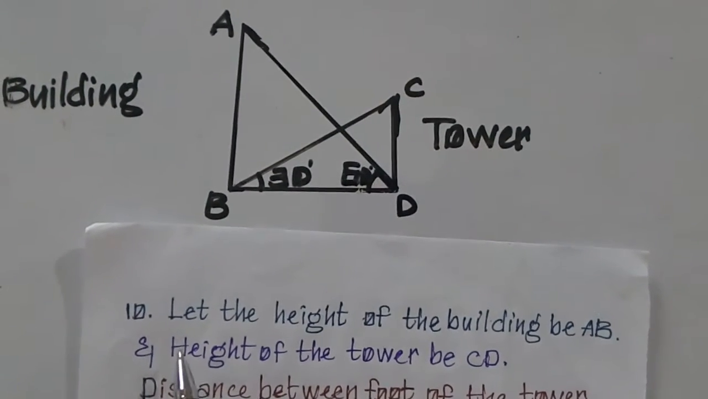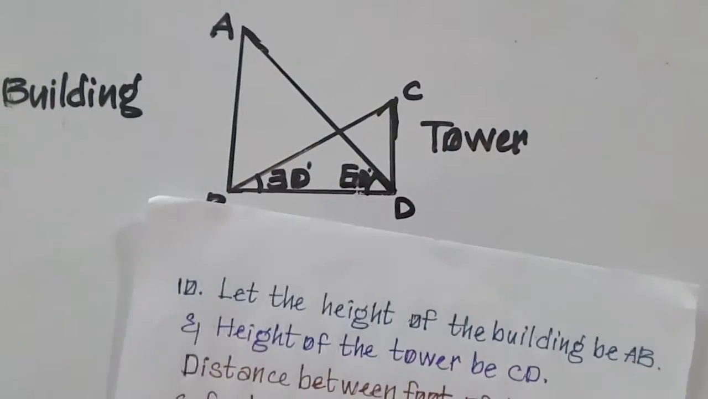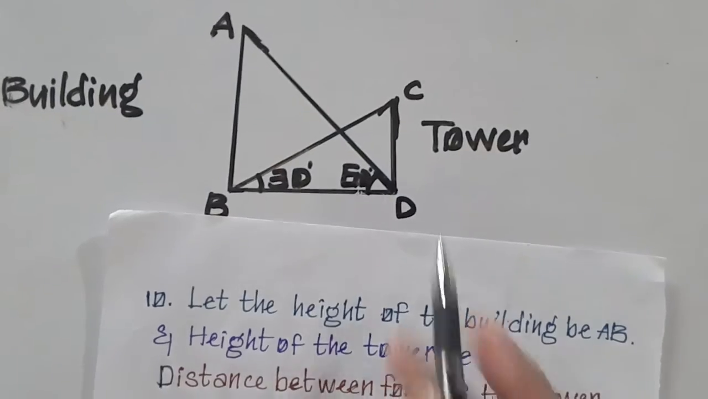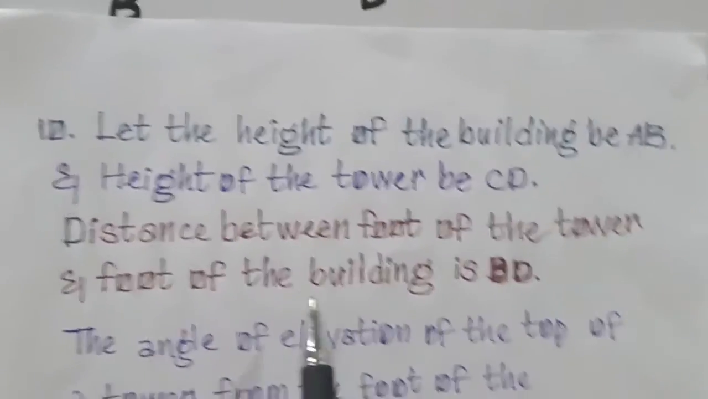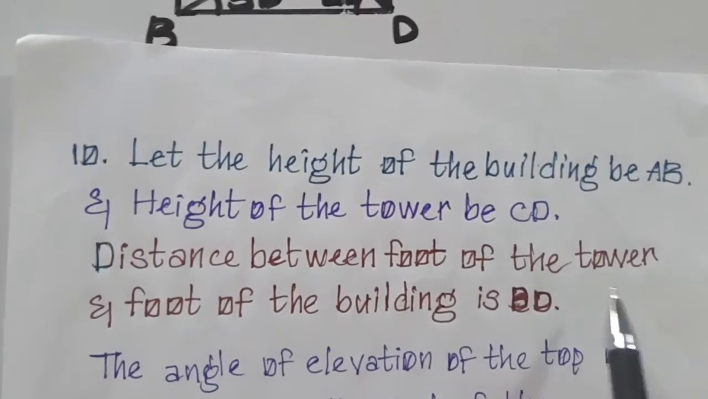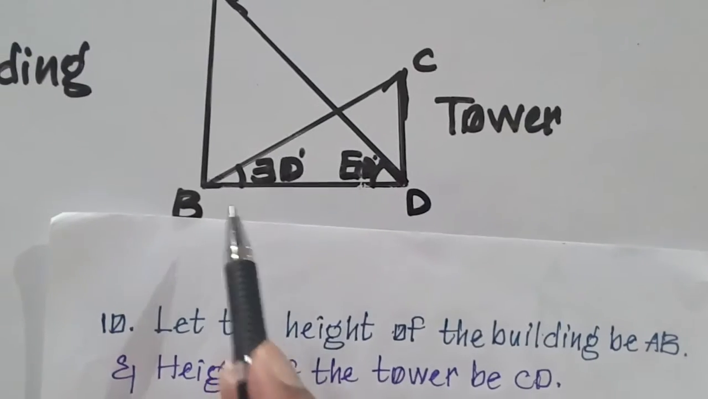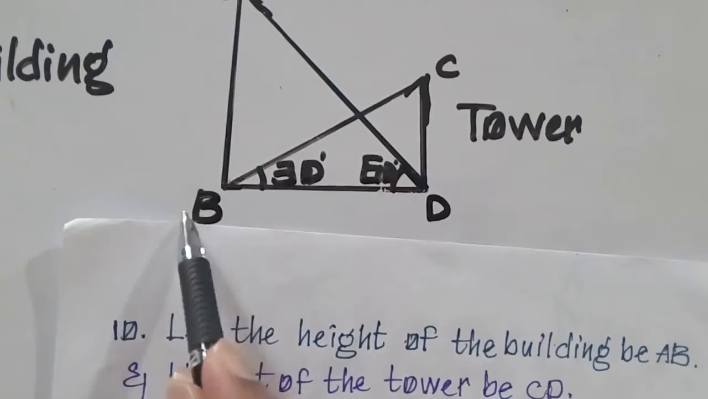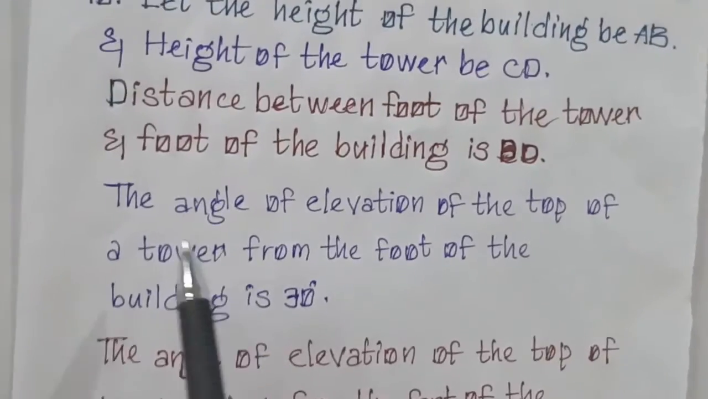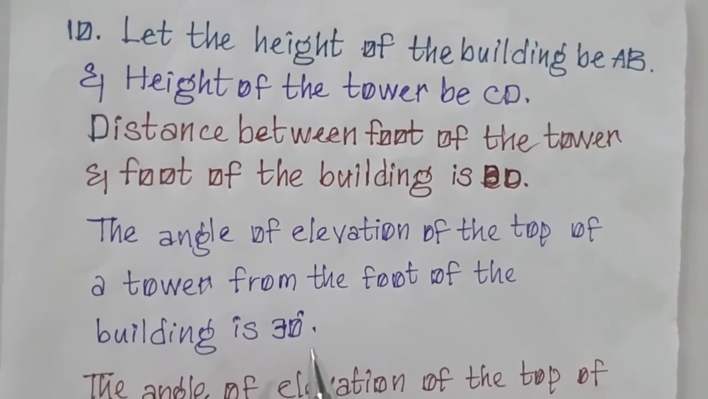See here, first step, let the height of the building be AB and the height of the tower be CD. The distance between the foot of the tower and the foot of the building is BD. We are taking BD. The angle of elevation of the top of the tower from the foot of the building is 30 degrees.